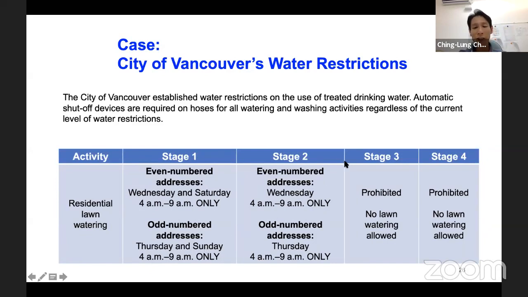Okay, and then there are stage 2, stage 3, and stage 4. In order not to waste too much water, some governments have their own water restrictions or water regulations, because I think everybody knows that because of global warming, we have less and less water right now. So that's why water will become more and more important in the future.